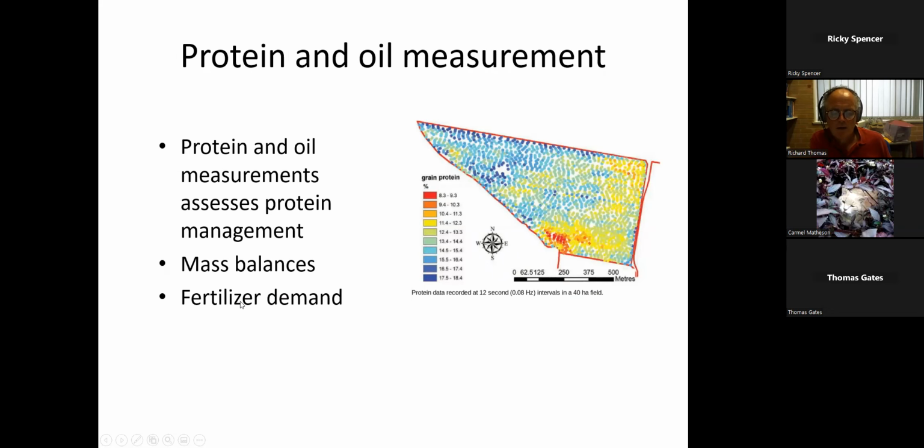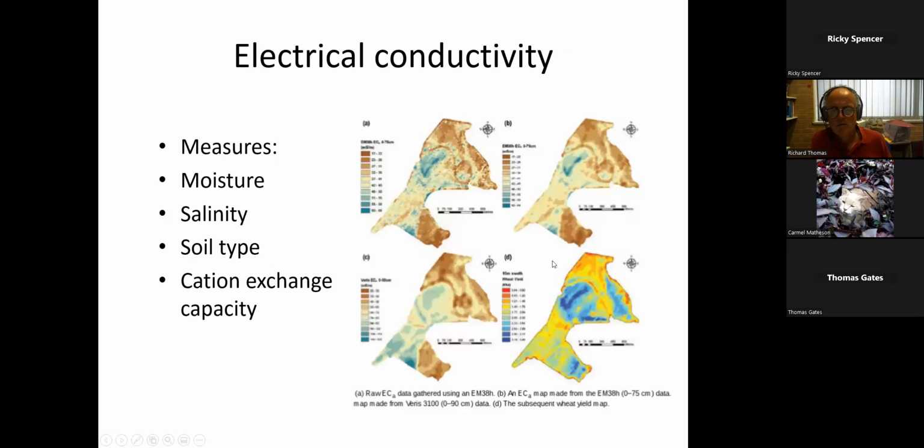So we can get a true reading of fertilizer demand based on that. Electrical conductivity, I mentioned that you can use that conductivity meter here. It measures the moisture content. It also measures soil type and salinity. That can be related to cation exchange capacity, of how much capacity is in the soil to exchange one cation for another.